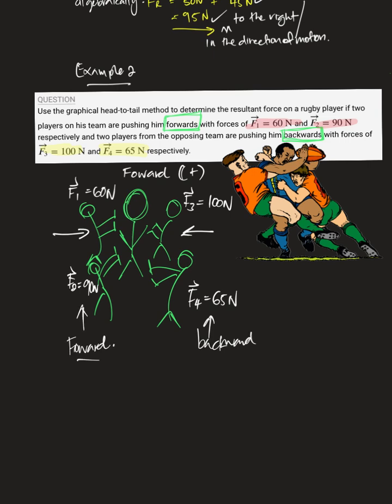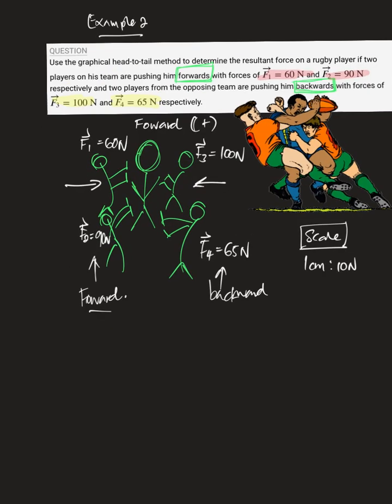Now we've got back and forward. The diagram that we do is going to be a little bit different. The first thing is I need a scale. This time, even though I have the 65, it's fine. It's better for me to use 1 centimeter is to 10 newtons. Scale is done. Remember, you're going to need a ruler and so on. So let's have a look at how we're going to sort this out.